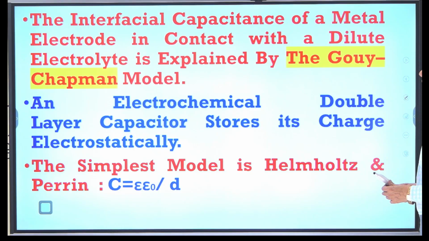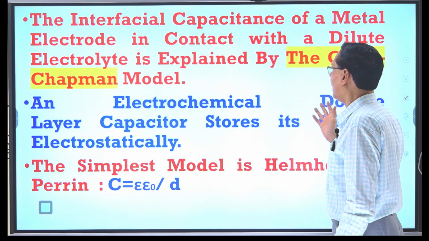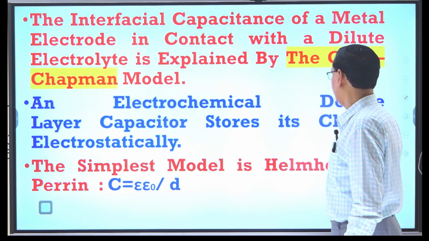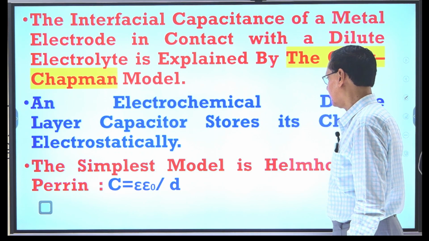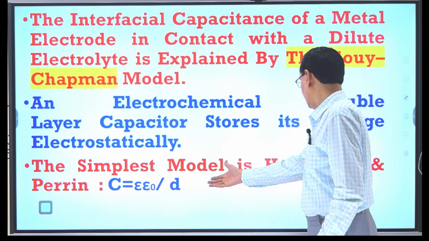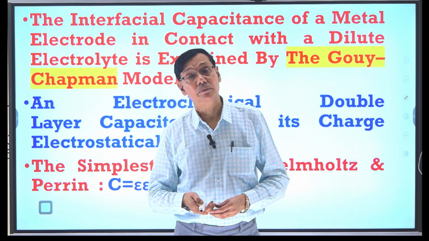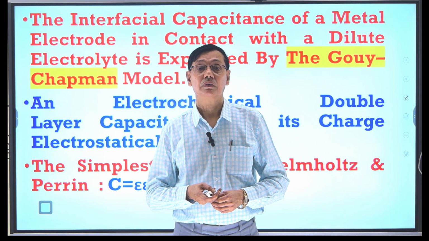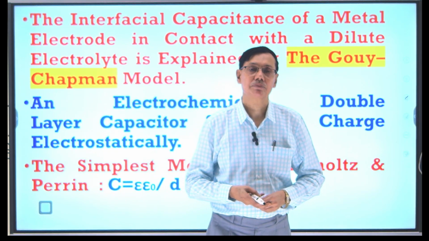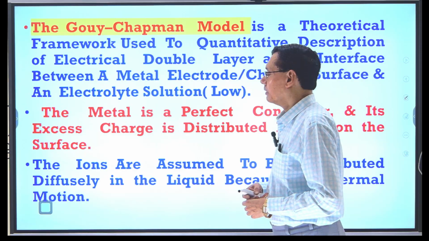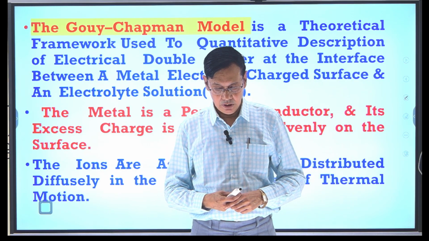And when the interfacial capacitance of a metal electrode is in contact with a dilute electrolyte, it is explained by that model. And an electrochemical double layer capacitor stores charge electrically. And I have already discussed this Helmholtz model. Now, the first question any student can ask: what type of parameters can be determined with the help of this Gouy and Chapman model?